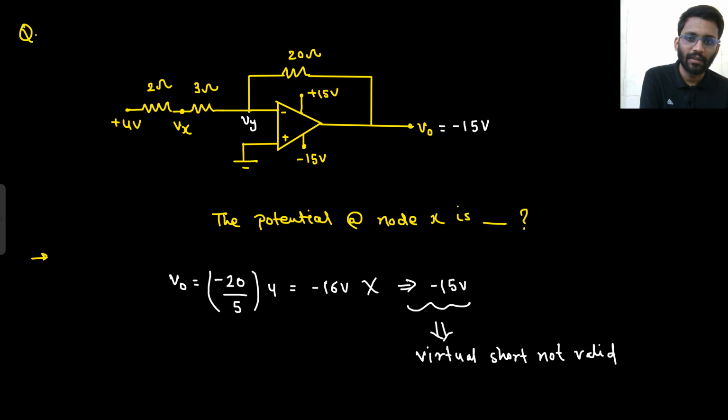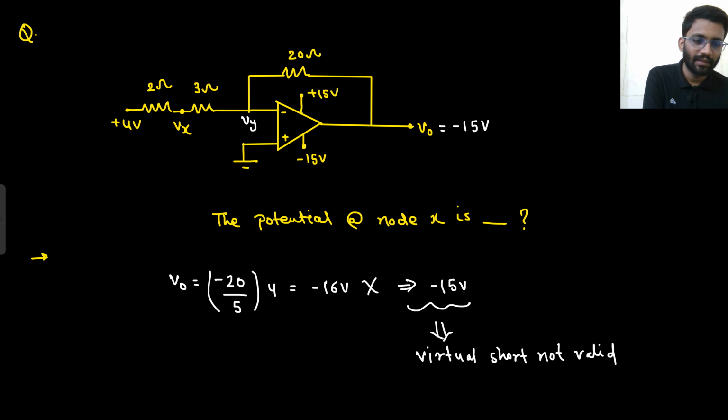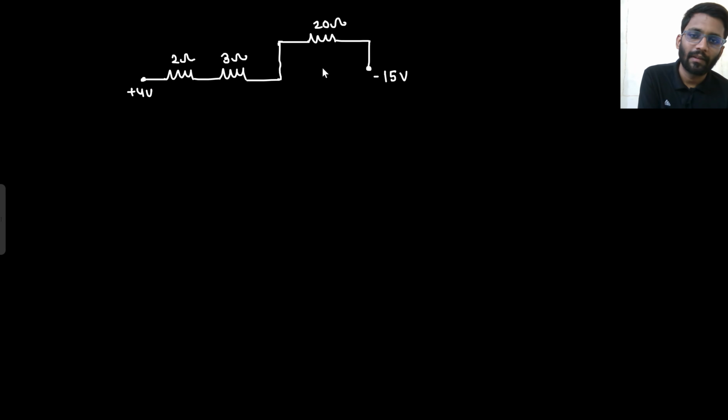So here there was 4 volt, 2 kilo ohm, 3 kilo ohm, 2 ohm, and 3 ohm. This was your 4 volt. This was your Vx that we will show later on. And then there was 20 ohm, and the other end of the 20 ohm is fixed at minus 15. So what will be the potential here? This potential Vy, you can apply nodal analysis as well.